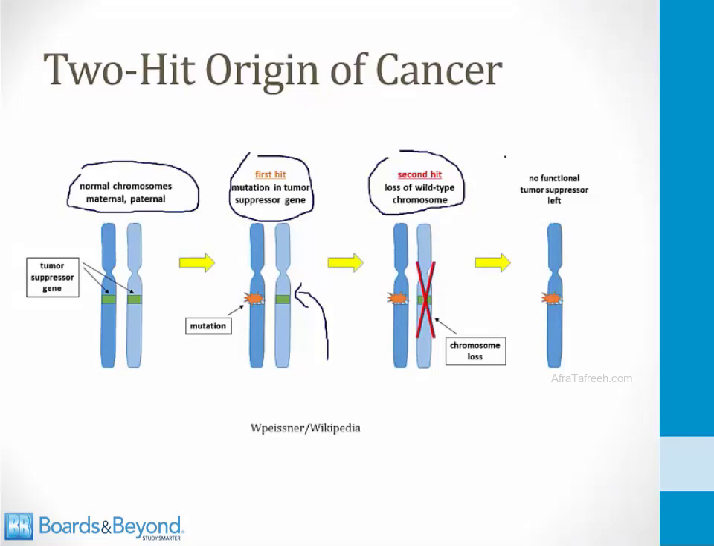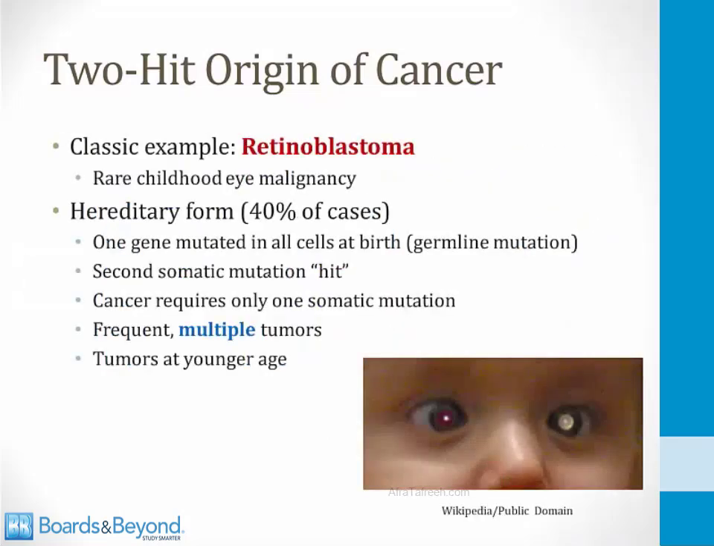and that will lead to no functional tumor suppressor effect, and that will lead to malignancy. The classic example of a tumor that illustrates the two-hit origin is retinoblastoma. This is the tumor in which the two-hit origin of cancer was originally described. It is a rare childhood eye malignancy, and 40% of cases are hereditary.